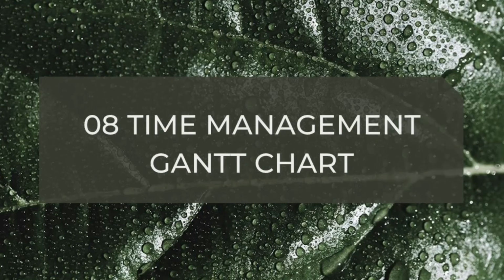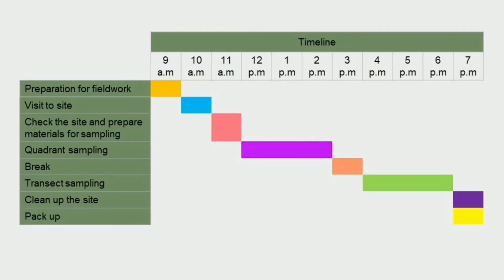Time management Gantt chart. This is the time frame that we have decided for our one-day fieldwork. At 9 a.m. we are going to prepare for the fieldwork. At 10 a.m. we are going to visit the site. At 11 a.m. we are going to check the site and prepare materials for the sampling. From 12 p.m. until 2 p.m. we are going to conduct the quadrat sampling, and at 3 p.m. it is the break time.